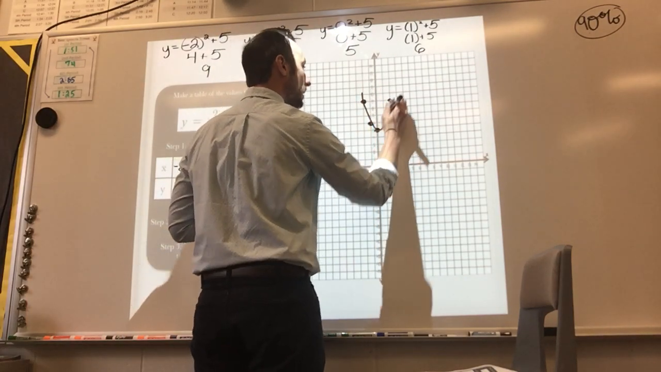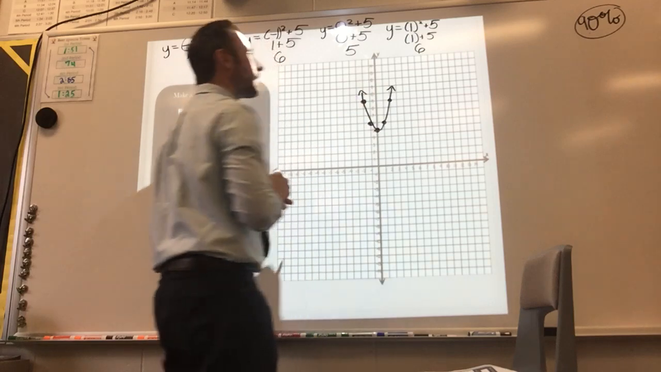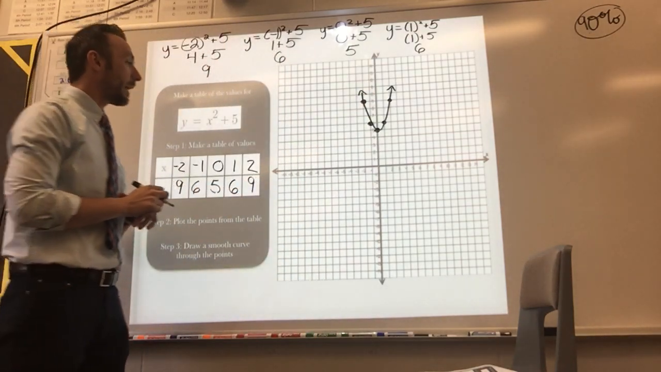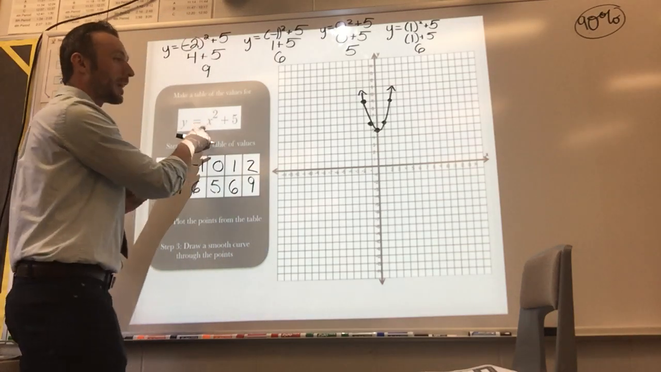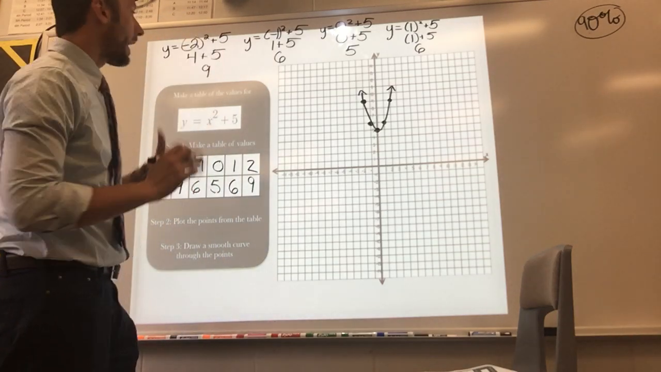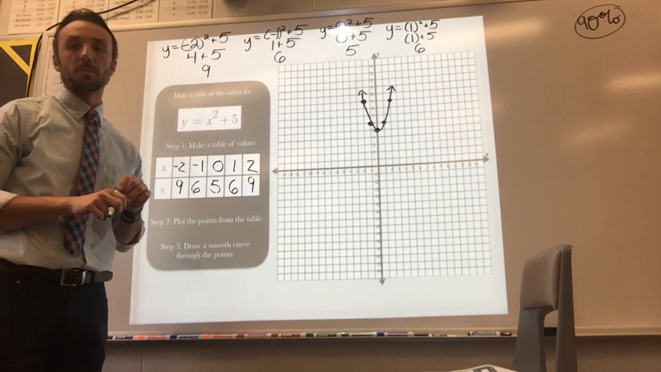Draw your curved shape. Put the arrows on the end. There's your parabola. Has a minimum point of 0, 5. That is our vertex. Leading coefficient is positive, so it is going upward. And we have graphed that. Y equals x squared plus 5.